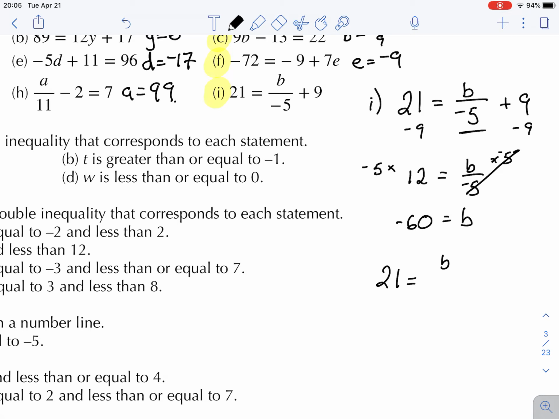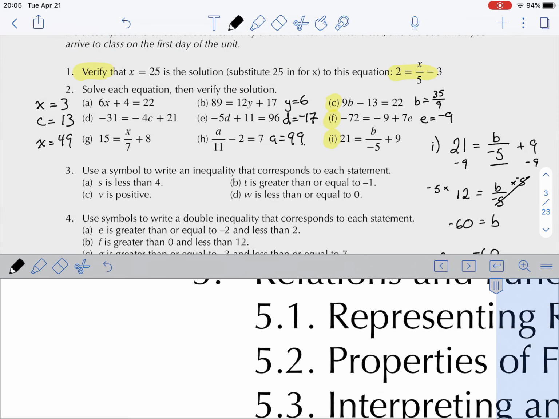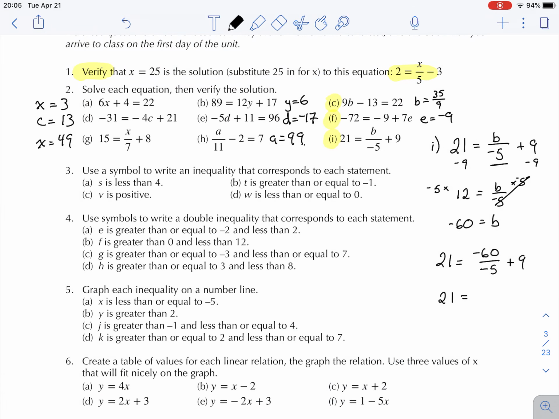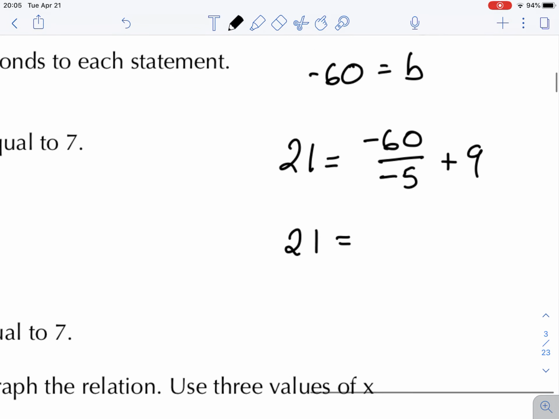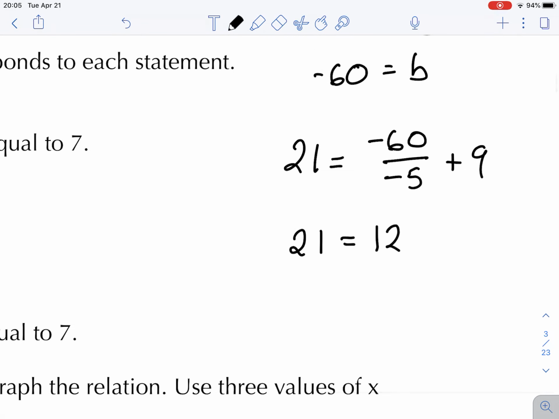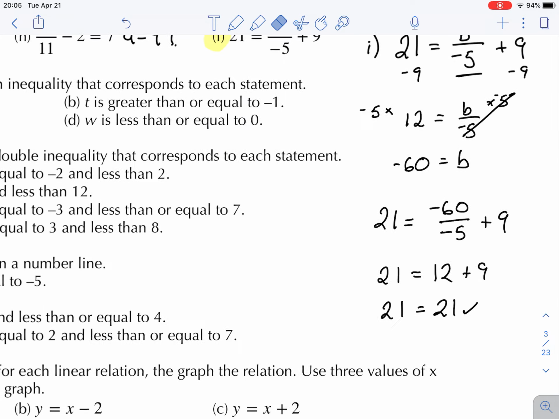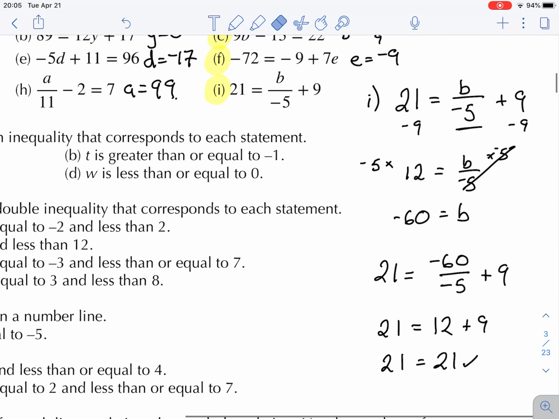Now to verify, I do 21 is equal to negative 60 divided by negative 5 plus 9. I do that on my calculator. 12 plus 9, and 21 is equal to 21. Verified.